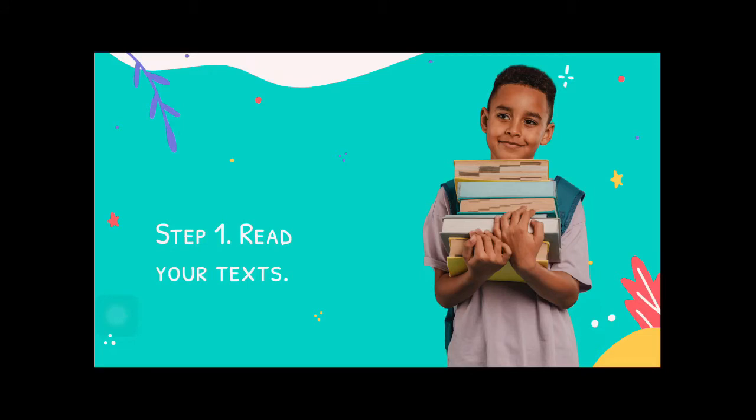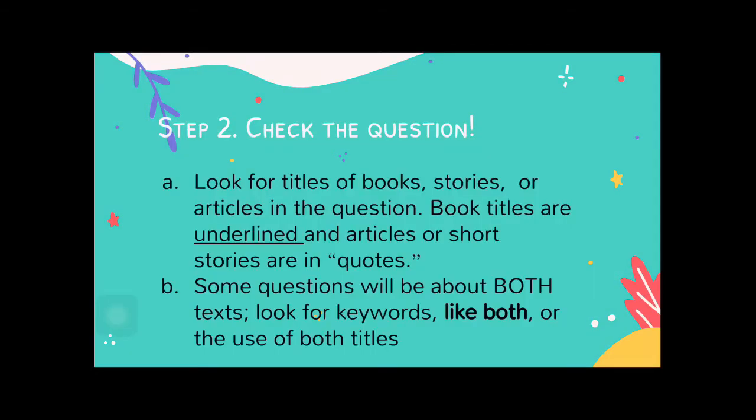So your first step is just to read those texts. Today you'll get two texts. They're pretty short. I want you to read them both. Next, you're going to get some questions about the text to help you deepen your thinking. When you do this, you're going to check the question to figure out what text you're answering the question about.